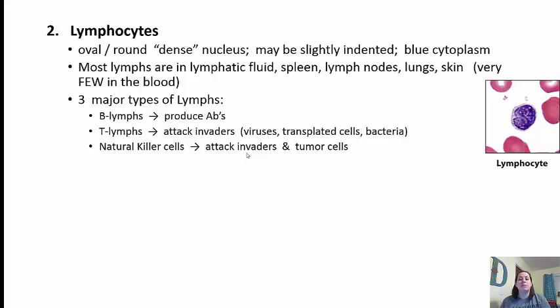There's three major types of lymphocytes. There's B-lymphs. These are going to produce antibodies. There's T-lymphs, which are going to attack invaders, especially things like viruses, transplanted cells, and some bacteria.